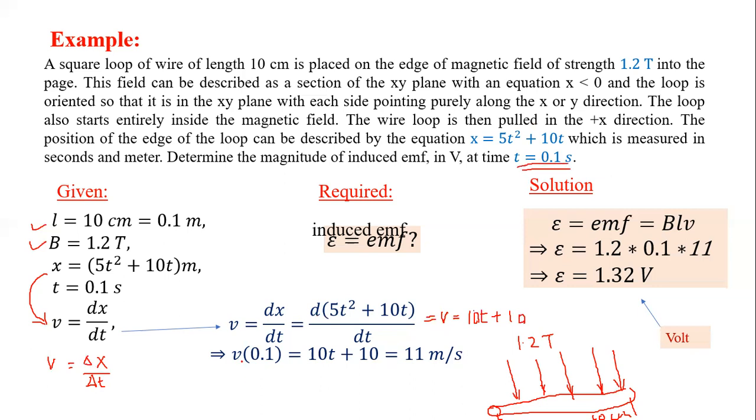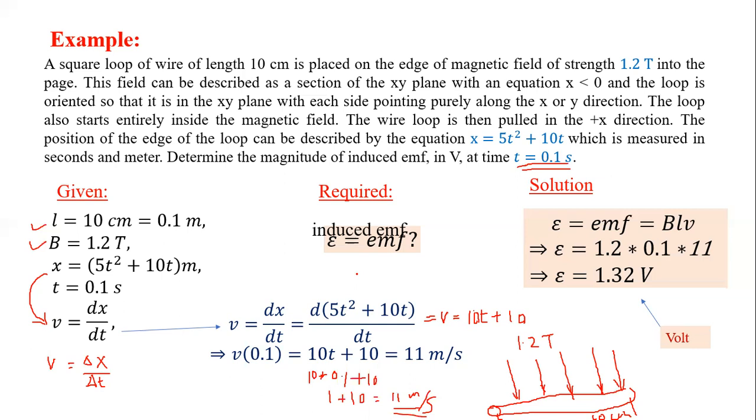So velocity in terms of time, at t equals 0.1, is 10 times 0.1 plus 10. 10 times 0.1 is 1, and 1 plus 10 is equal to 11. So 11 meters per second is the speed.